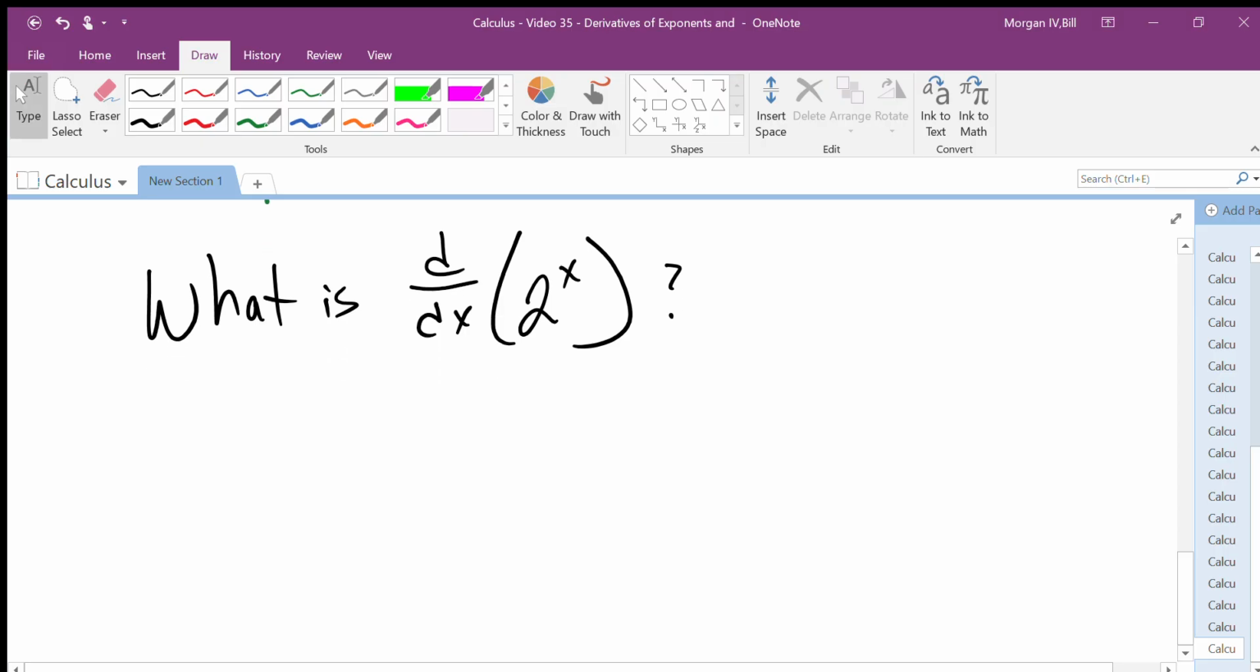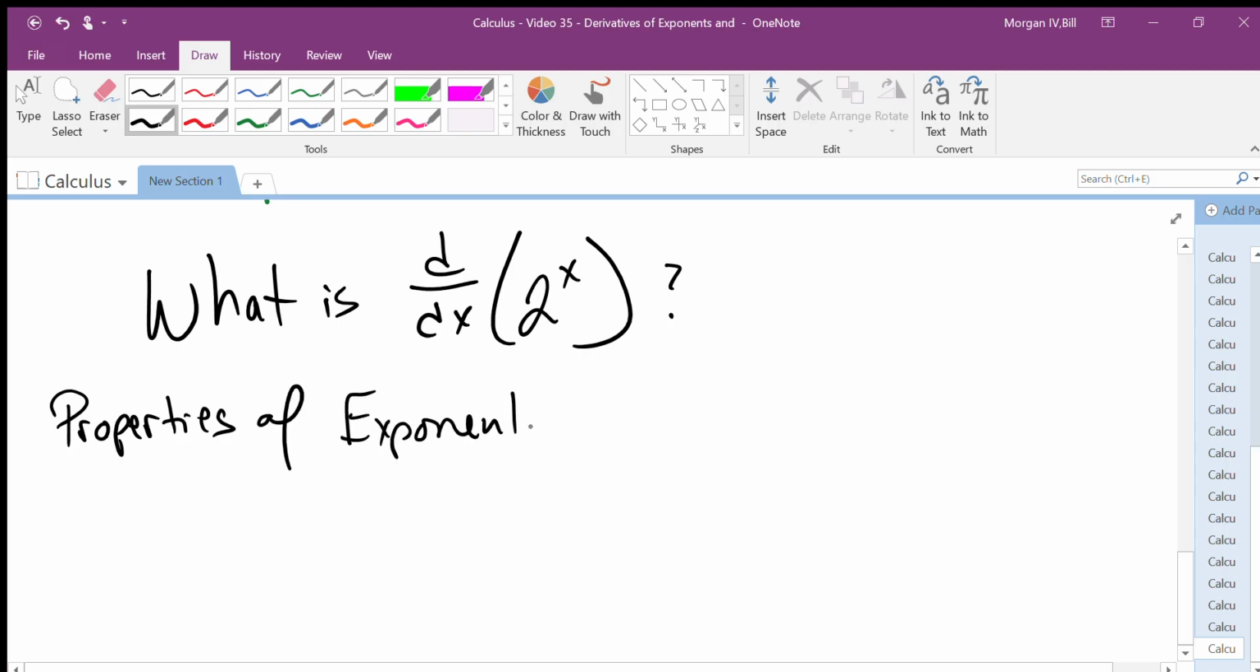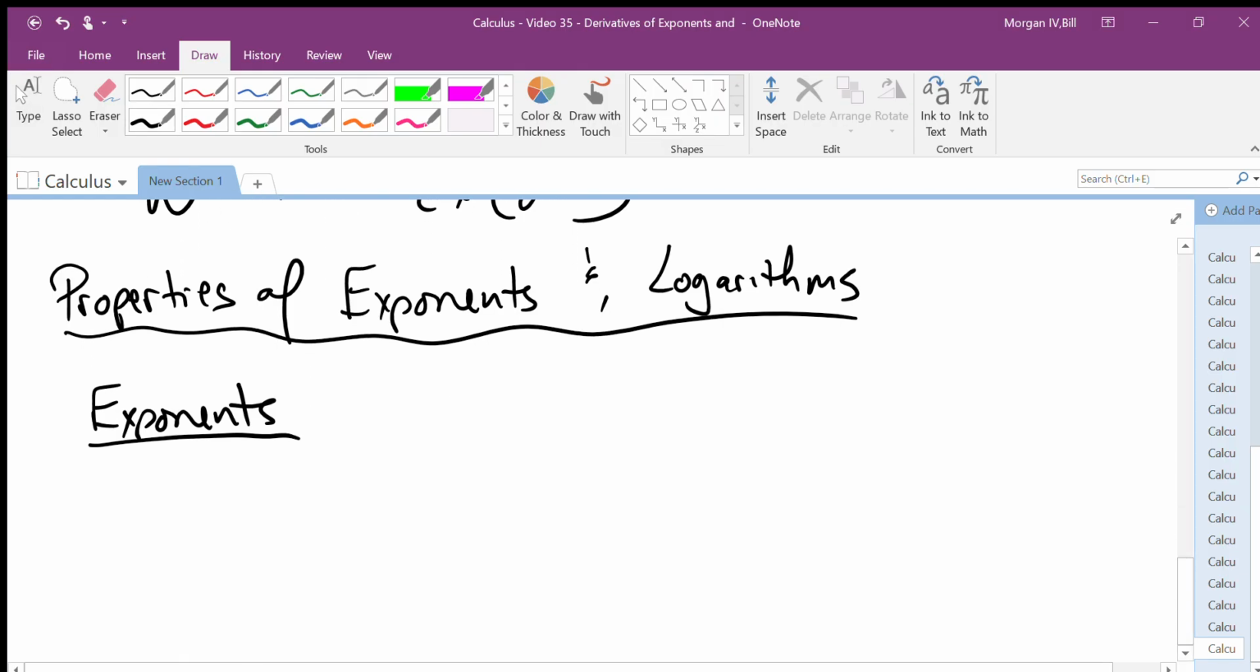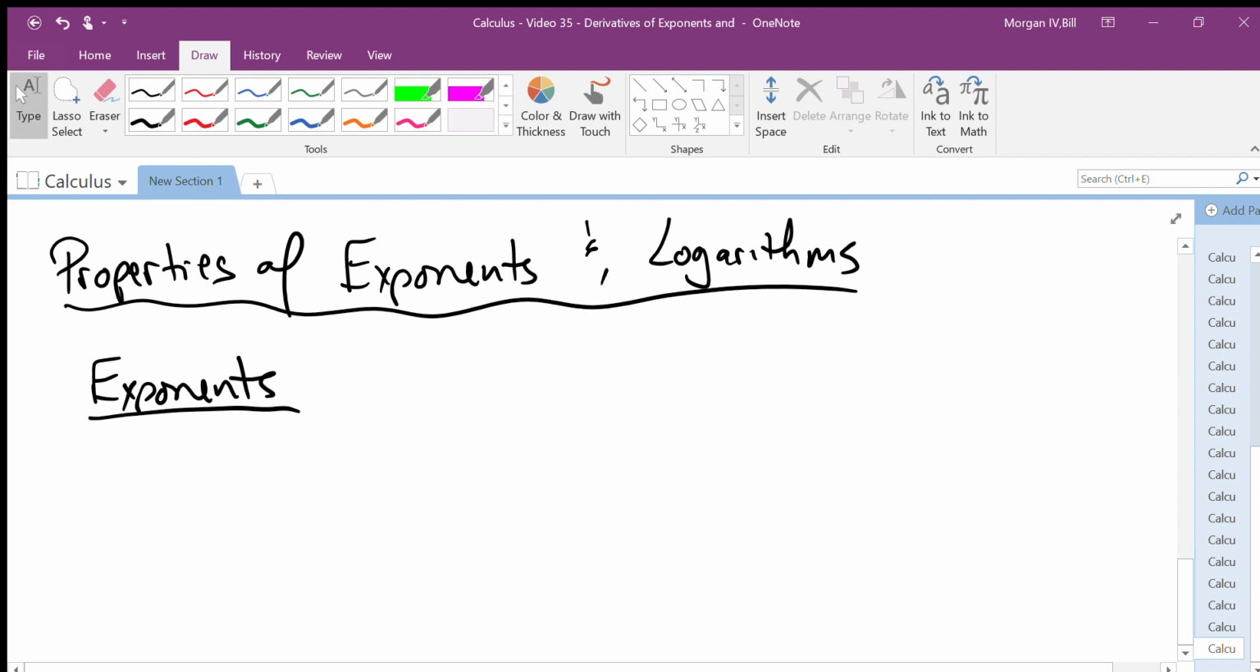So let's go back and remind ourselves of the properties of exponents and logarithms. Let's do exponents first. These are from algebra. We should remember them. If you don't remember these after I tell you, either way, you should write these down somewhere so you have them. But also, you need to go back and review and learn these properties of exponents and logarithms. We use them quite a bit.